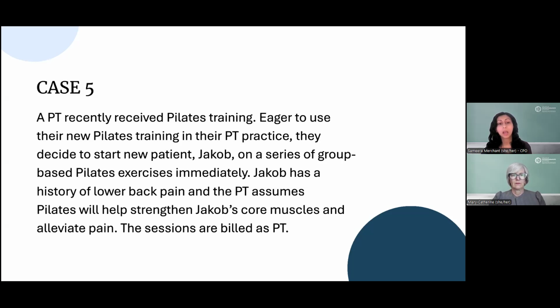In this scenario, Pilates was incorrectly applied as a treatment without first conducting a proper assessment of the patient's condition. Without this critical step, the exercises were not tailored to Jacob's specific needs, resulting in a treatment that could not be considered physiotherapy. The treatment is incorrectly billed as physiotherapy. Physiotherapy must include an assessment, diagnosis, and treatment plan. Where the treatment is ongoing, there must be a planned reassessment. Mary-Catherine, could you guide us through the steps that the PT should have taken instead in this scenario?